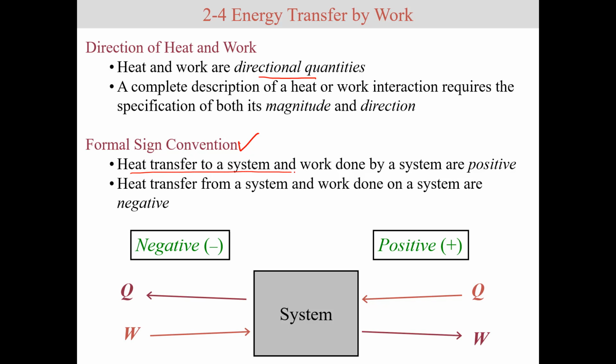Heat transfer to a system and work done by a system are positive. So here's my system boundary, and here's my arbitrary system inside that boundary. If I have heat leaving the system, it's considered negative. If I have heat entering the system, it's considered positive. If I have work entering the system, it's considered negative. If I have work leaving the system, it's considered positive.